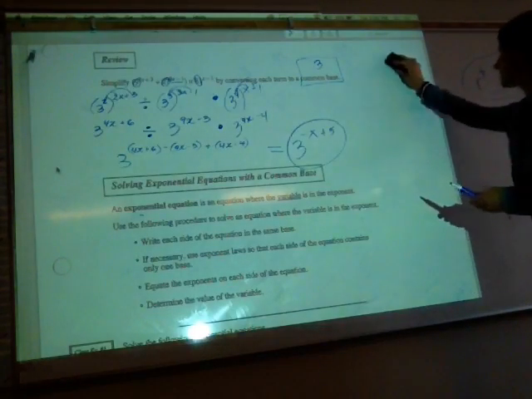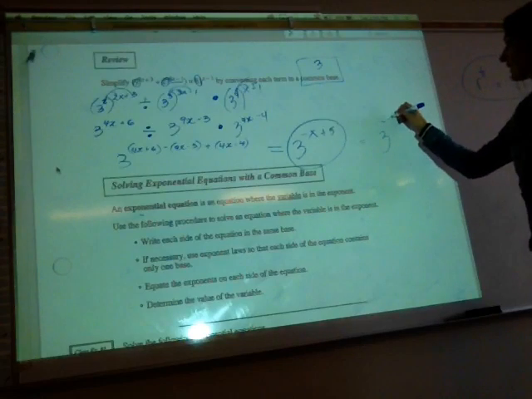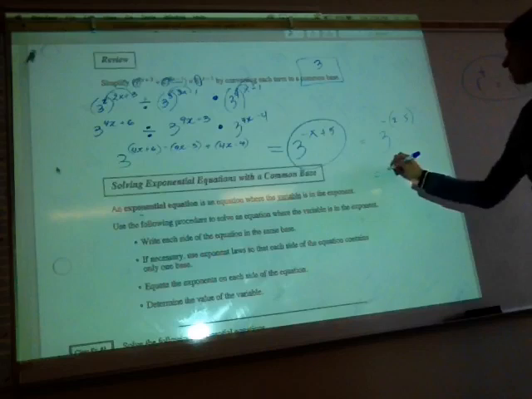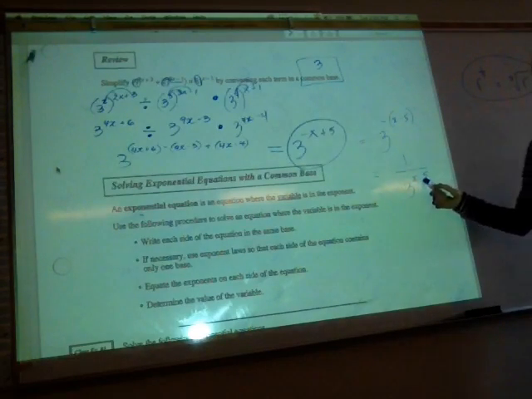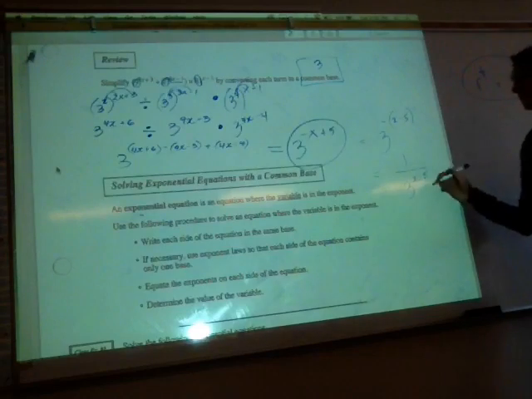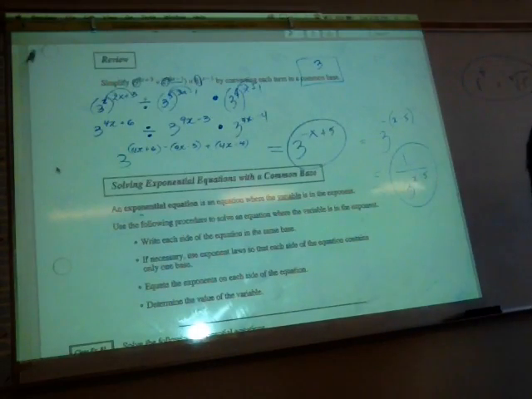Truthfully, in this case, it's kind of hard to do that because if I factored out the negative, then I get x minus 5, and if I flip that, I get 1 over 3 to the power of x minus 5. One of my terms will still have a negative. So it doesn't matter if you answer it like this or like this. Okay, good question.